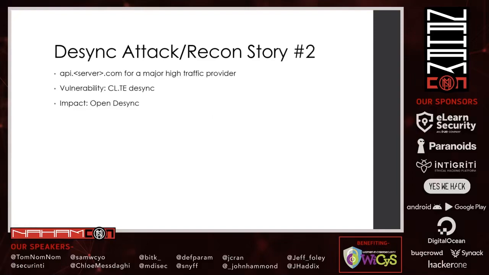So, another desync attack recon story. Again, completely fabricated, but the technique is based on a report that I had filed. I had a desync on an API server asset for a major high traffic provider. The vulnerability was a CL.TE desync, and the impact reach was an open desync, so I could theoretically hijack any connection that went to the API server.